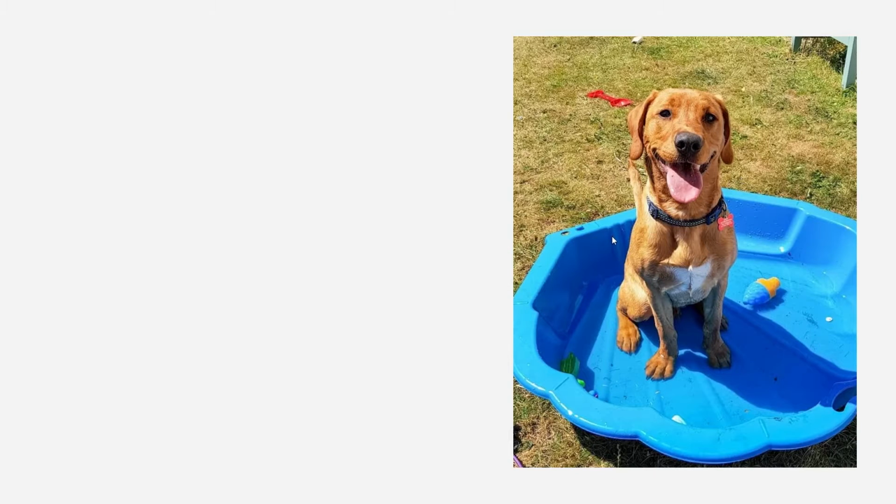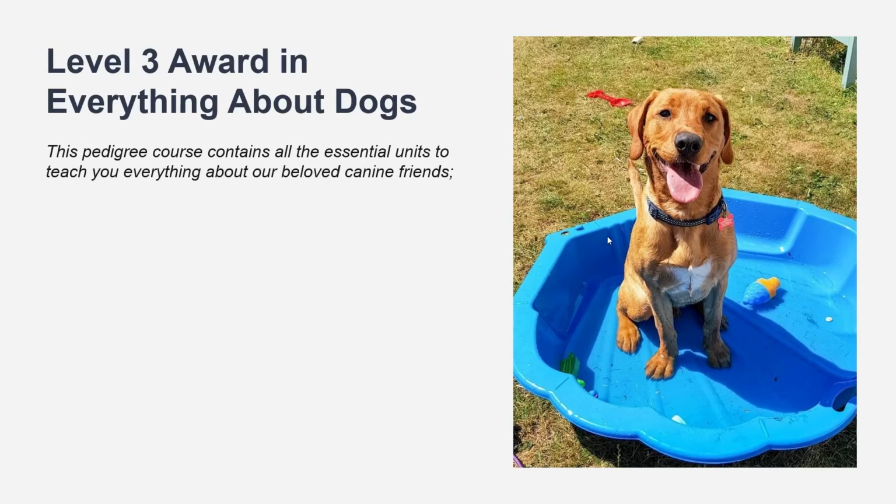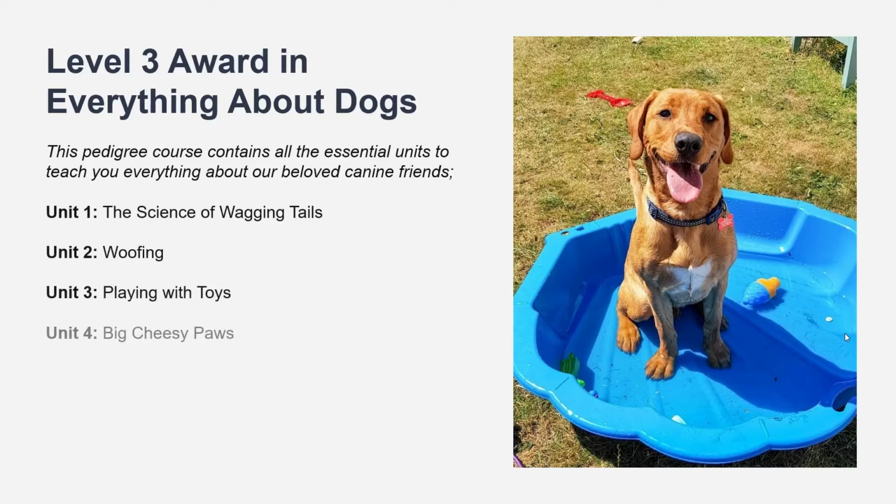It's just something that I did just for a little bit of fun. So let's have a look at that now. So this course is called the Level 3 Award in Everything About Dogs. Unit 1 of that course is The Science of Wagging Tails.